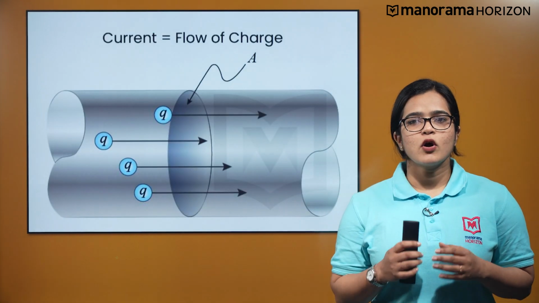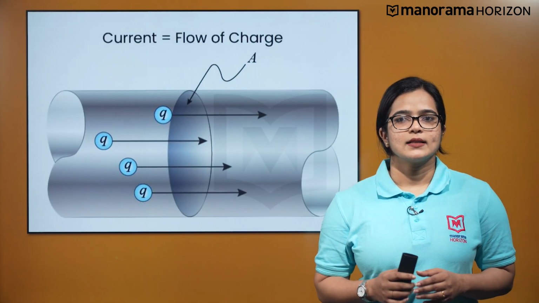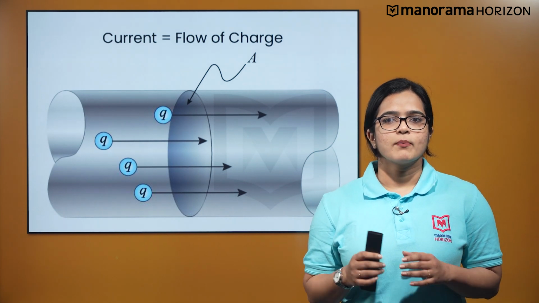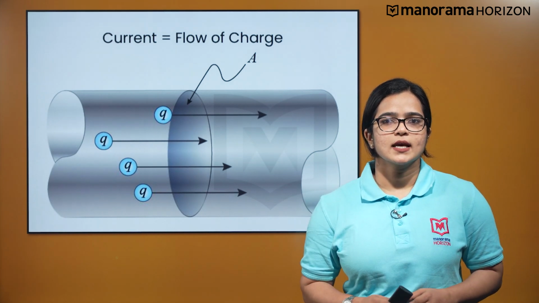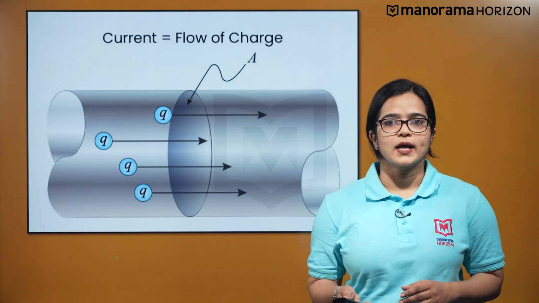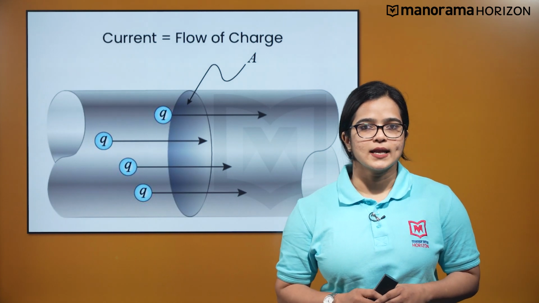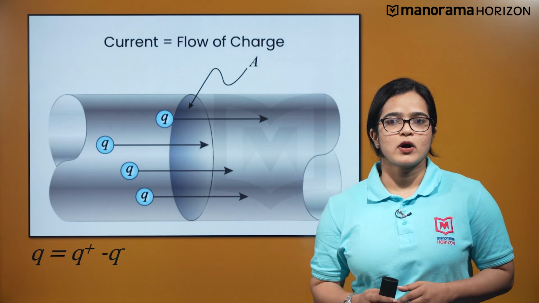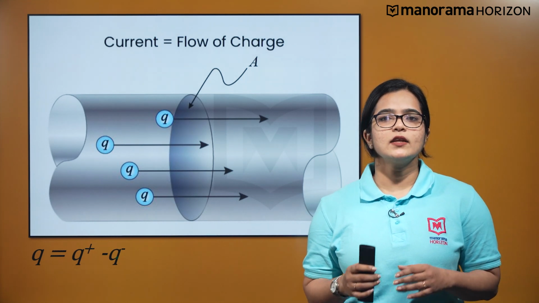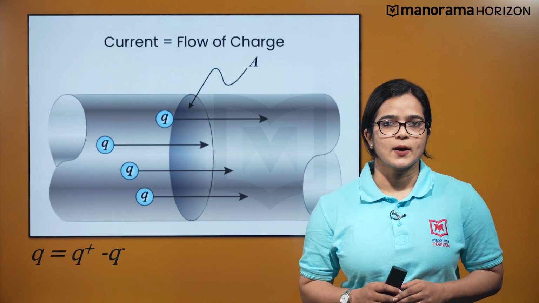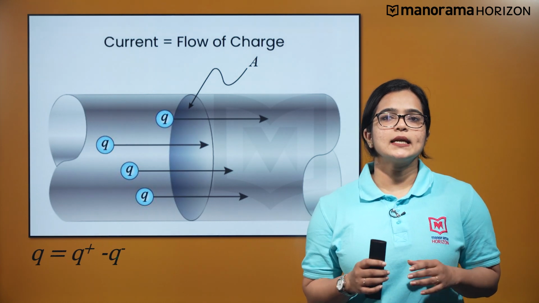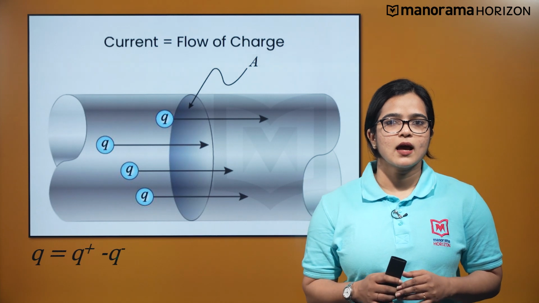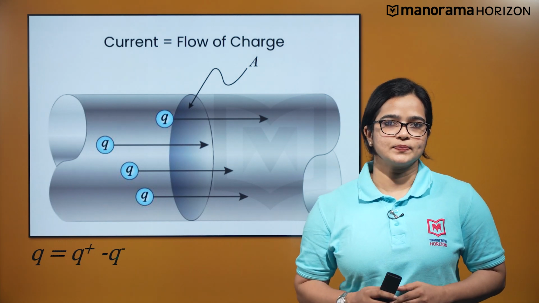Consider a small area inside a conductor that is held normal to the direction of charge flow. Positive and negative charges can both flow forward and backward across the area. Let Q plus be the net amount of positive charge that flows in the forward direction across the area, and Q minus be the net amount of negative charge flowing forward across the area in a given time interval t.